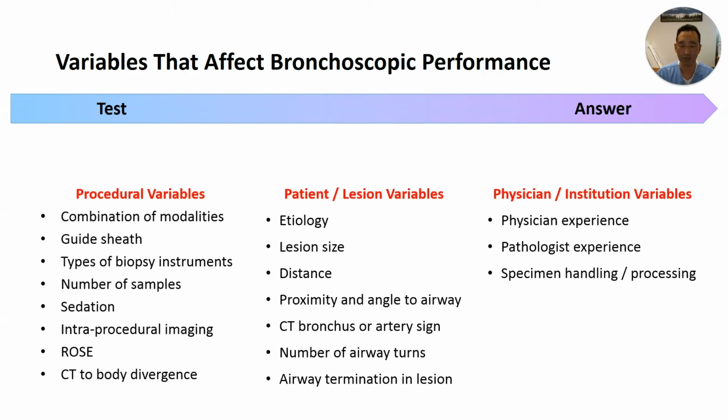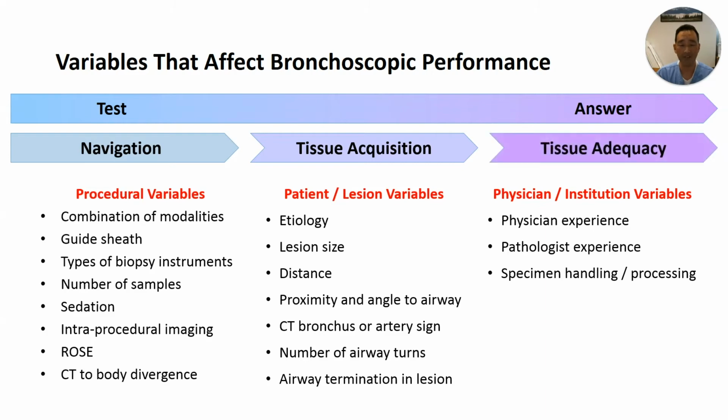But for those of us who perform bronchoscopy, I think we realize that no two patients are the same. There are procedural variables, patient variables, physician variables as to why you may have different diagnostic yields or sensitivities for malignancy. In addition, there's multiple different steps. I may fail at navigating to the lesion, or I may be successful at navigating, but I just can't obtain the tissue. Or I may even be able to obtain tissue, but I can't get enough of it. These are problems that plague us.